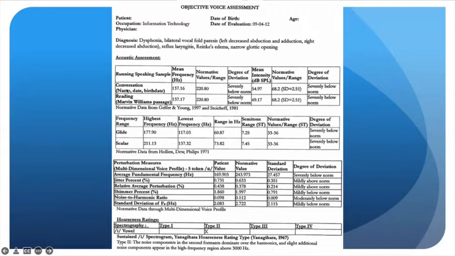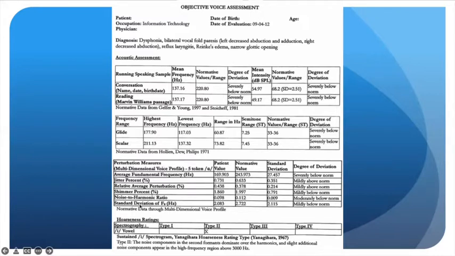And so when they performed a conversational sample and a reading sample, the Marvin Williams passage, the mean frequency was severely below norm for both. So the fundamental frequency of vibration was severely low in this individual. A physiological glide and a scalar glide were conducted to assess frequency range, and her range was severely below norm.